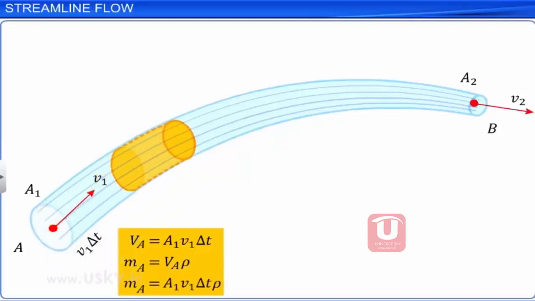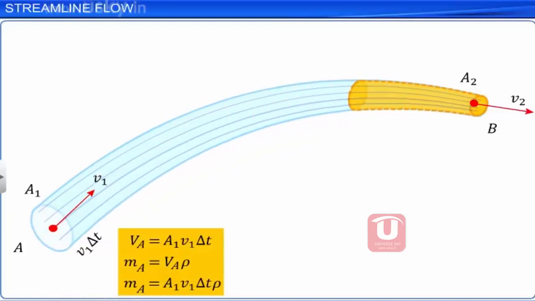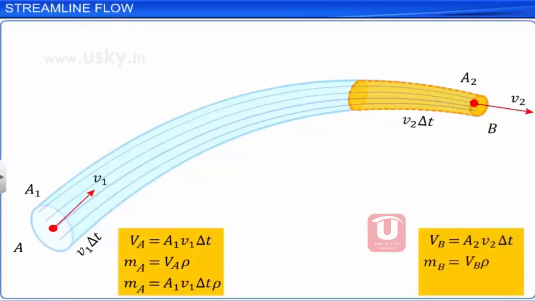Similarly, consider a small cylinder of length V2 delta t at the end B. Then, the volume of the fluid Vb going out of the tube through the cross-section at B in the same time delta t is A2 V2 delta t. Hence, the mass of the fluid, Mb, leaving the tube at B in the same time delta t is A2 V2 delta t ρ. As the fluid is incompressible, its density remains constant.